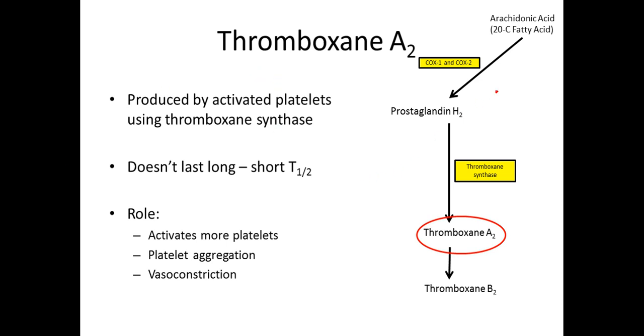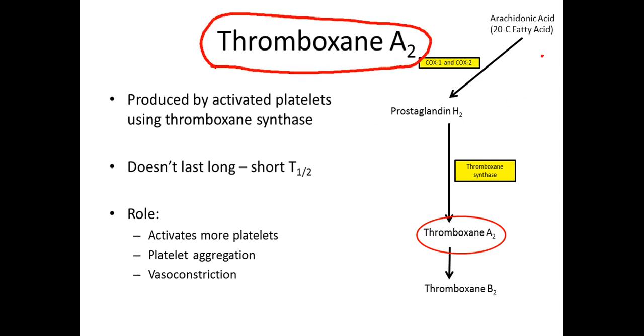Thromboxane A2. So we jump down from our prostaglandins and our prostacyclin to now our thromboxane. Thromboxane A2 is again going to be our 20 carbon structure. It's produced by activated platelets using the enzyme thromboxane synthase. Remember, our platelets are used for clot formation, so our platelets create thromboxane A2. It's not going to last long. It has a very short half-life, so once it's made, it gets degraded pretty quickly by the body.